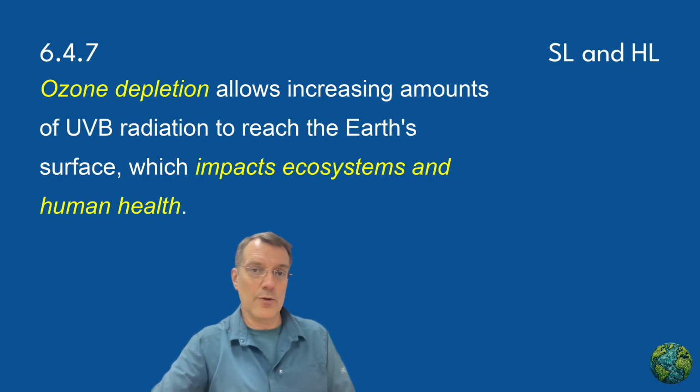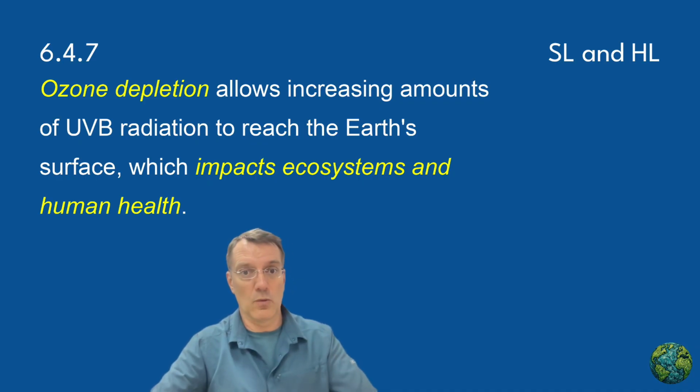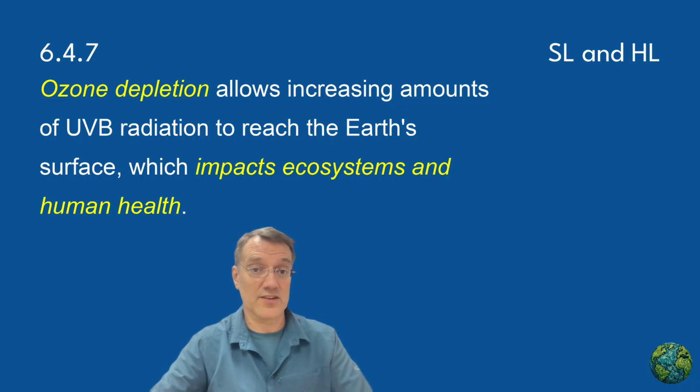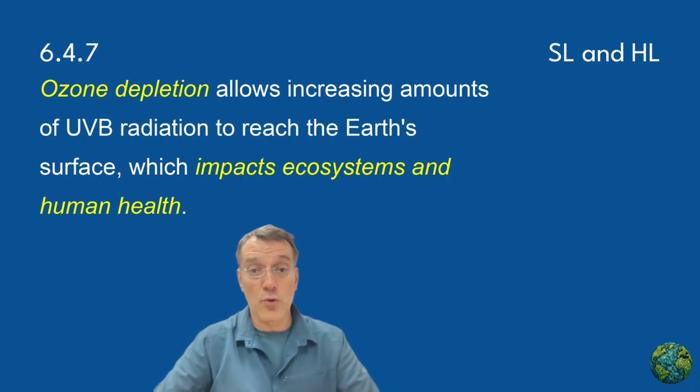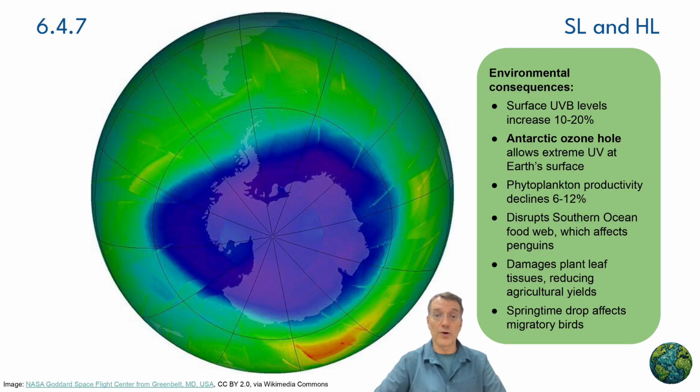Remember that without adequate ozone protection, we face all those problems we discussed earlier, but worse. More ultraviolet means more skin cancer, more cataracts, more damage to phytoplankton, more disruption to food webs, and more damage to plant tissues that reduces crop yields. The most dramatic example of ozone depletion is the Antarctic ozone hole.